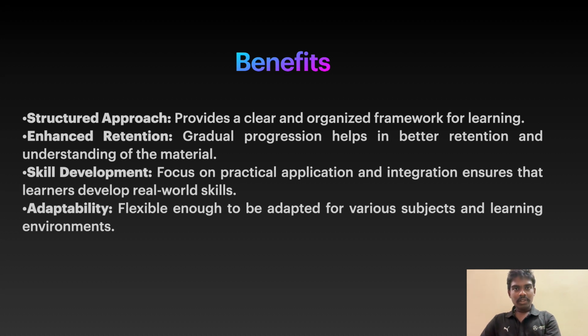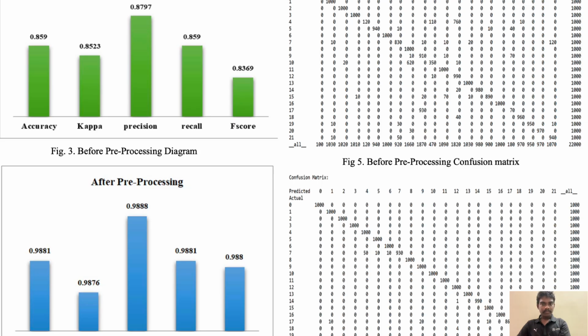And next we are going to see the confusion matrix. This is the confusion matrix before pre-processing, and this is after pre-processing. Although this shows the bar graph, Figure 5 shows the pre-processing confusion matrix.